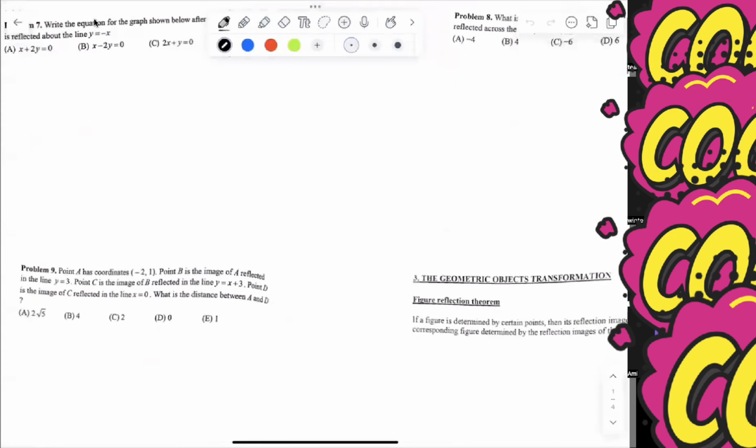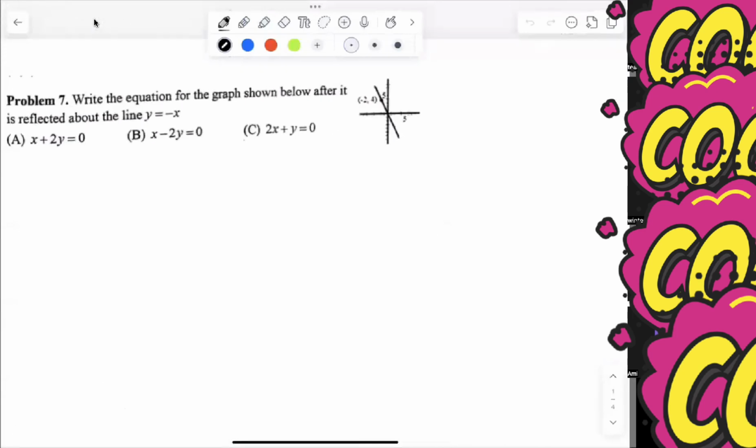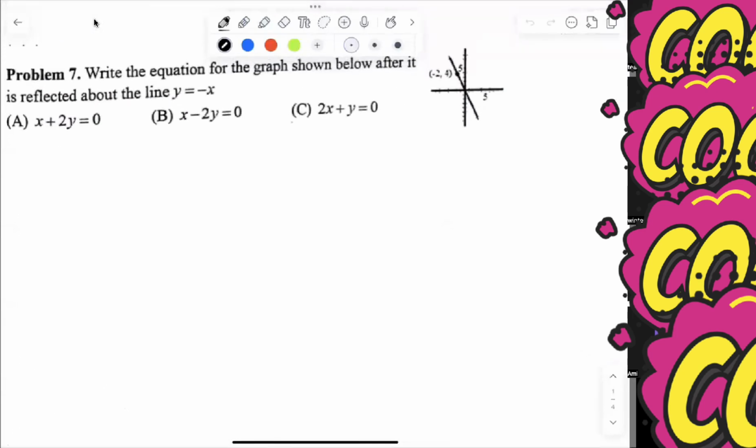So let's go over the problems now. Problem 7. Write the equation for the graph shown below after it is reflected over y equals negative x. Alright, what do we do? Well, notice that this is negative 2 comma 4, and this is 5, and that's a 5. What do we do with this? Well, it goes to the origin. That's something we know. And it also goes to a point negative 2 comma 4.